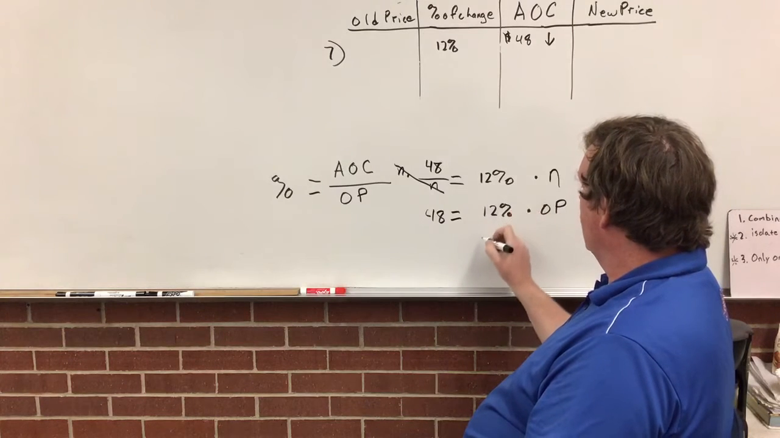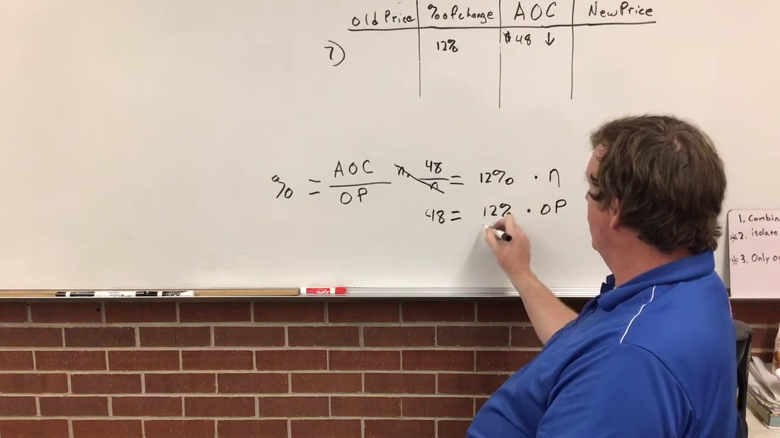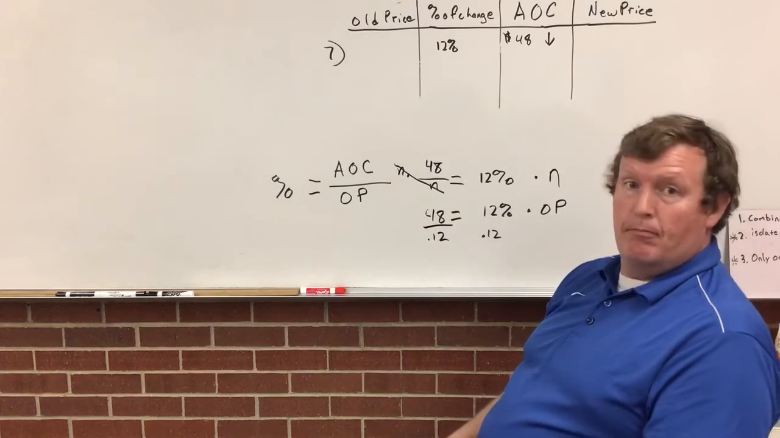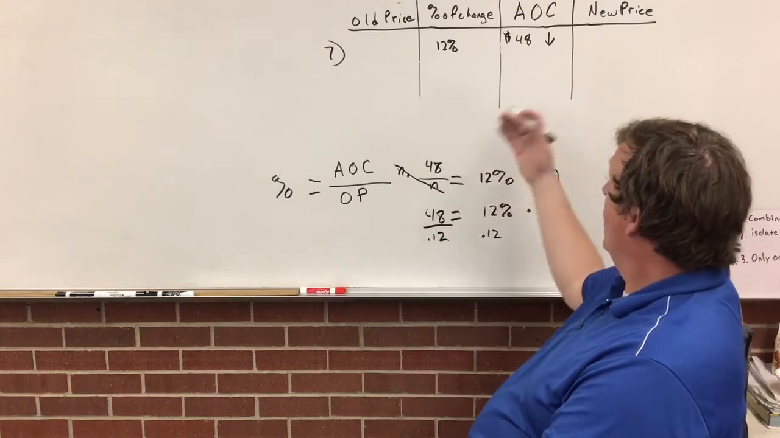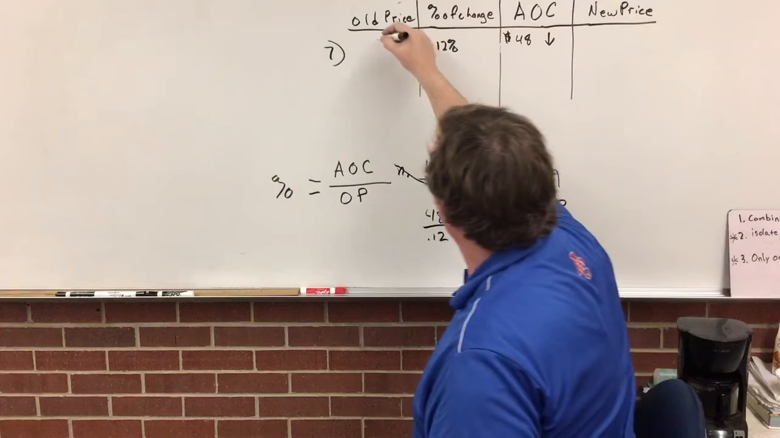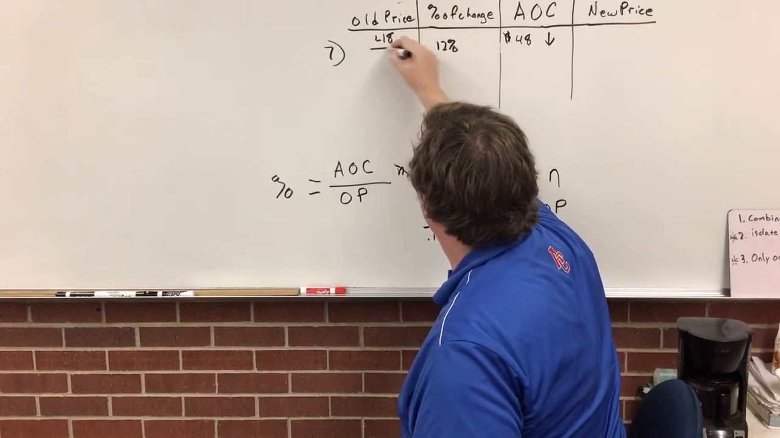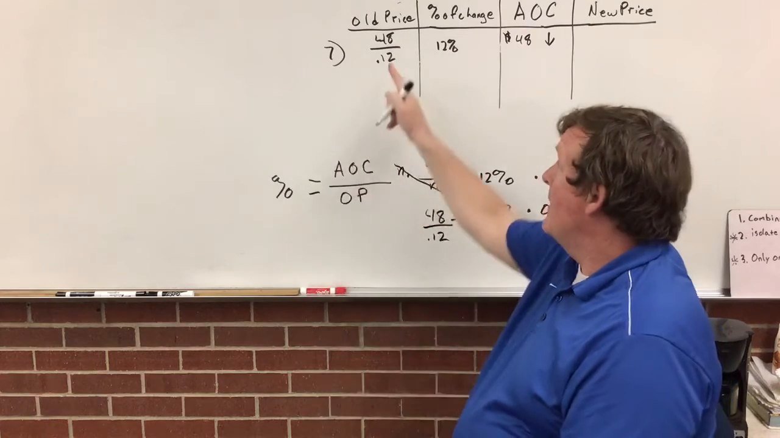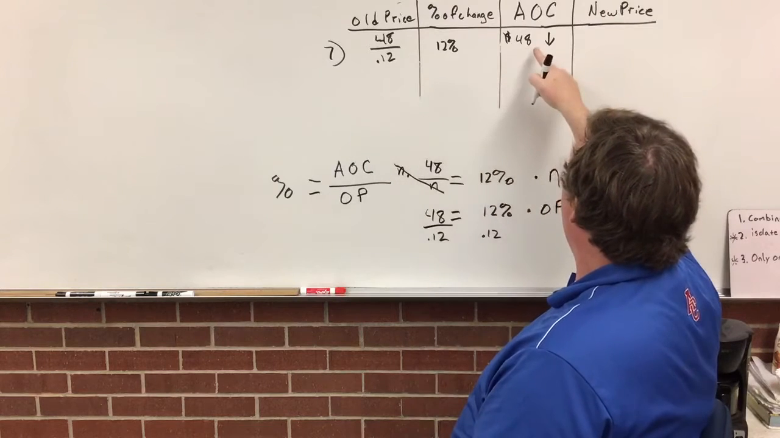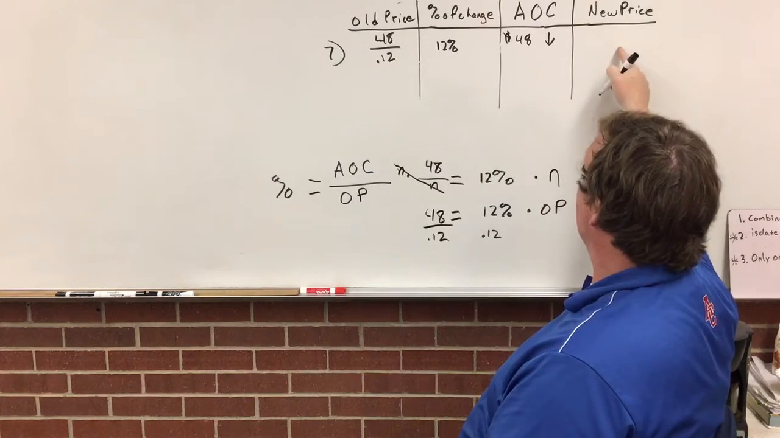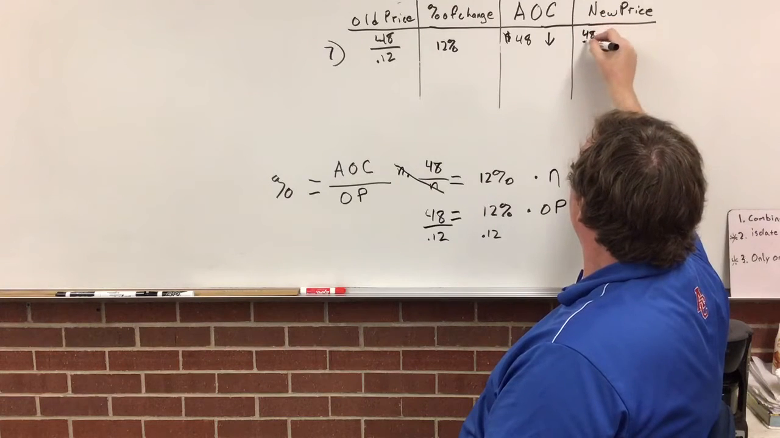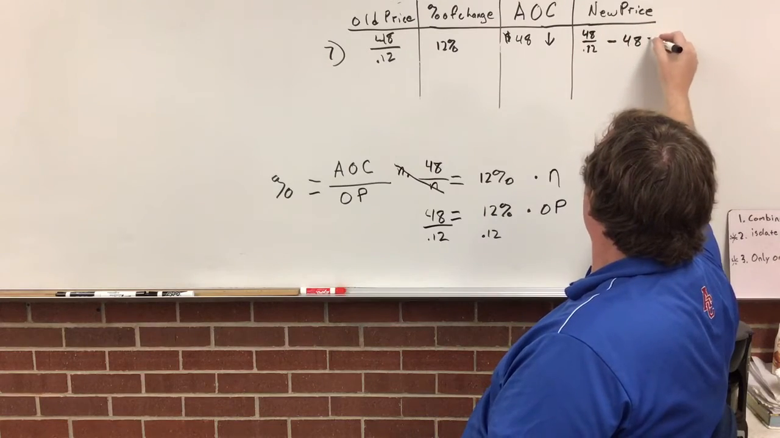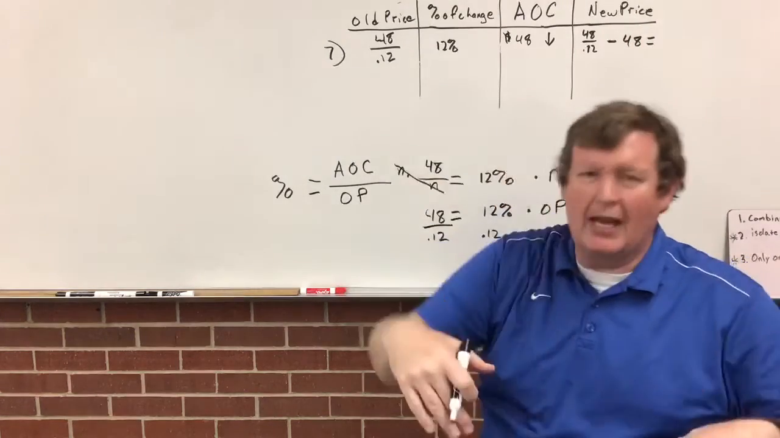So then what I end up doing is changing my percent to a decimal, moving it to the left twice, and dividing that number by 0.12. So for the old price answer, I've got to take 48 divided by 0.12. Then I'm going to take this answer and subtract 48 to get my new price. Whatever 48 divided by 0.12 is, subtract that $48, and that will give us our new price because we're discounting.